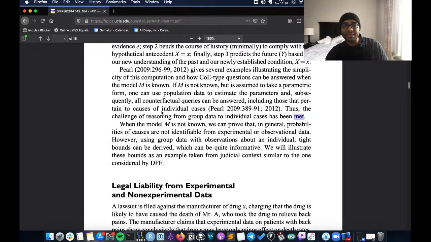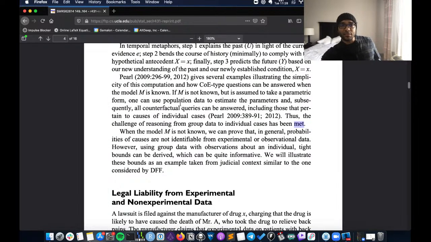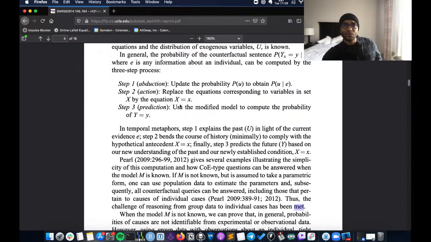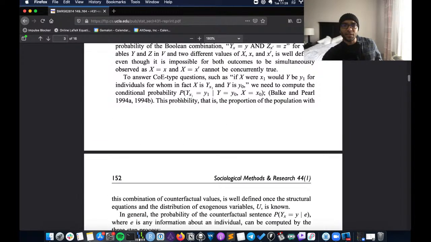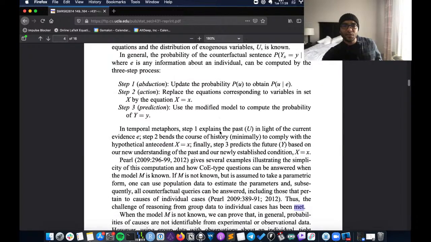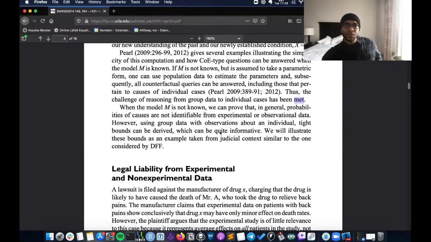Okay, so he's calling these kinds of counterfactual questions, these are causes of effects questions, I think. Right, because he's talking about what's the probability that X would have equals... I think so, yeah. Are not identifiable from. In general, we don't get identifiability.